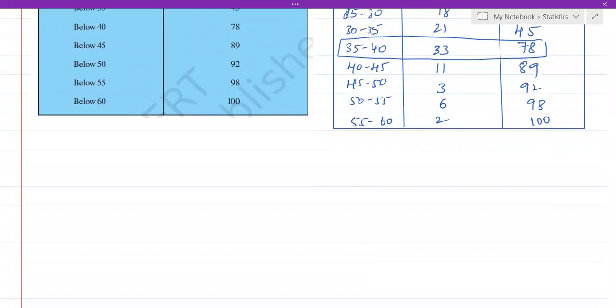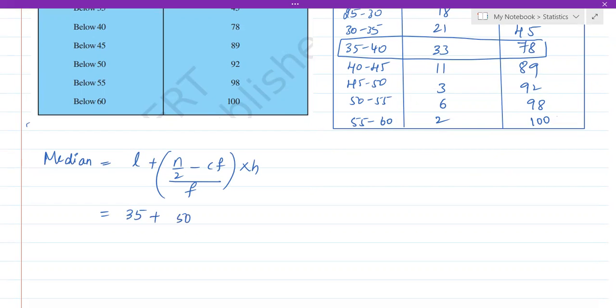Okay, what's the formula to find median? The formula to find median is L plus (n by 2 minus CF) by f into h, isn't it? So what is the value of L? Very clearly it is 35. N by 2, we got it as 50. Minus CF, we have to take the previous one, not the 78, the previous one. That is 45. Divided by f, the corresponding frequency, that is 33. Into h, h is 5.